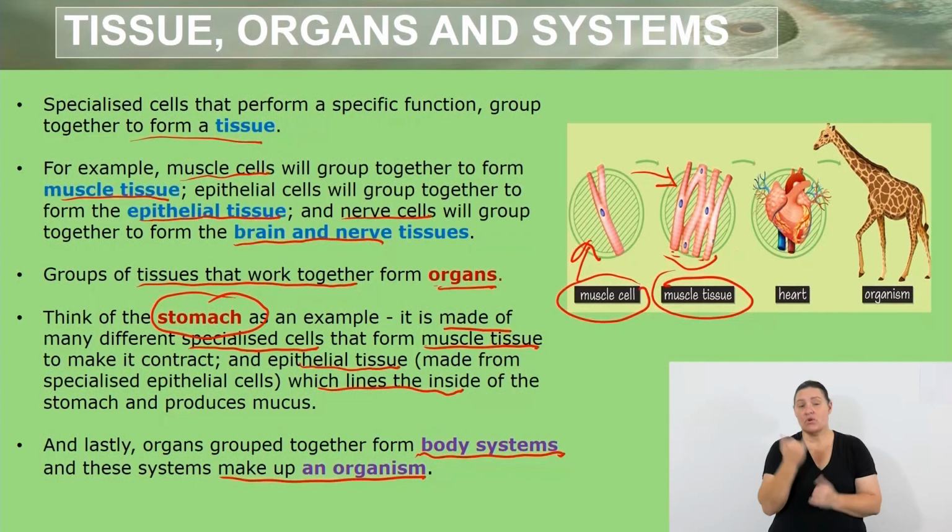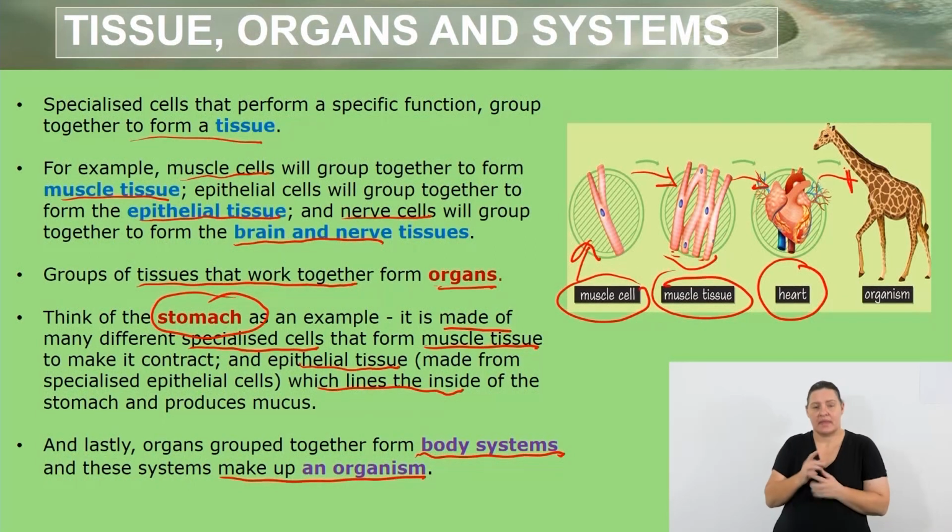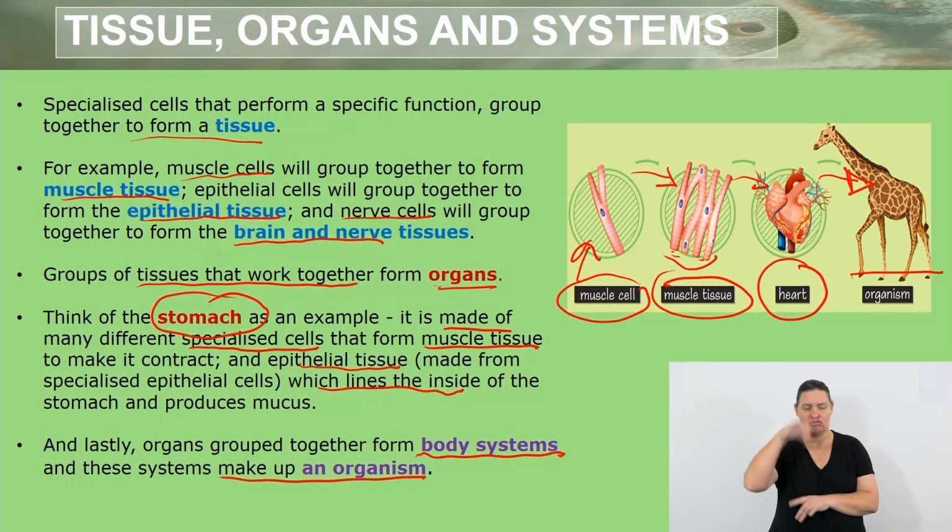And now these tissues grouped together, they form the heart, which is an organ. And now this organ grouped with other organs in the body of an organism, then they give us a full organism, in this case, our giraffe. So that is exactly what this slide was trying to explain to us.